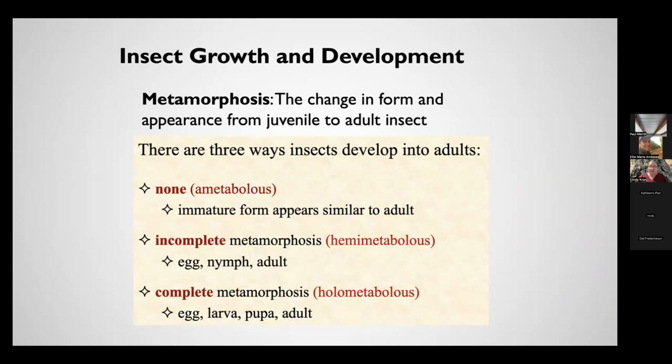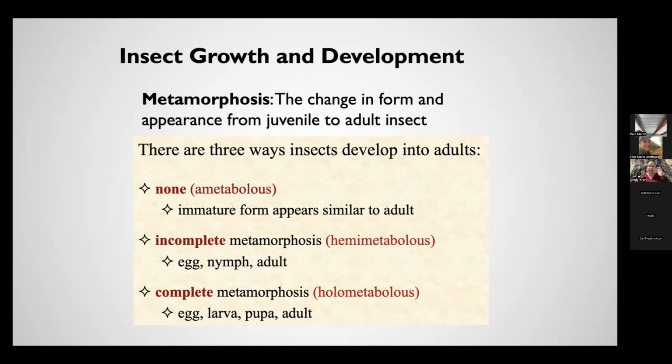Incomplete metamorphosis is the same as hemimetabolous, and that goes from egg, nymph, adult. Nymphs and adults look very similar to each other. They also feed on the same food source. Complete metamorphosis is also called holometabolous, and that's egg, larva, pupa, adult. Larva and adult do not look anything alike, and they usually do not feed on the same food source.